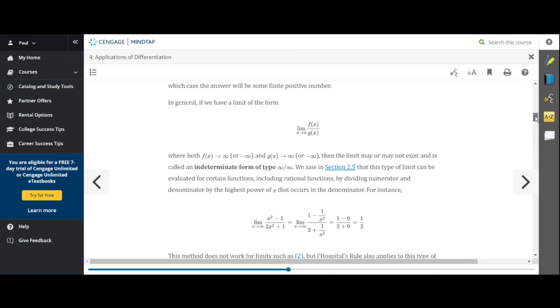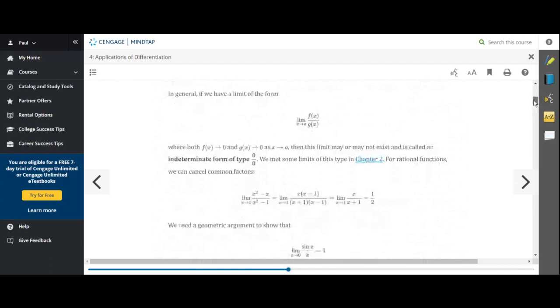So, all right, this is L'Hopital's rule, and what I want to do is, are there any questions so far before I move on to some examples with you?